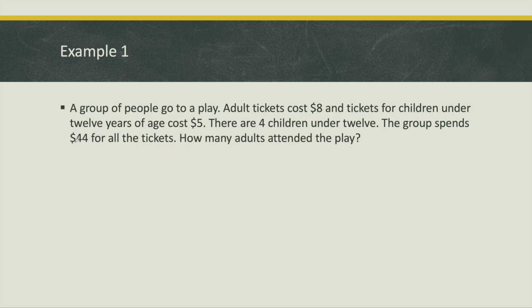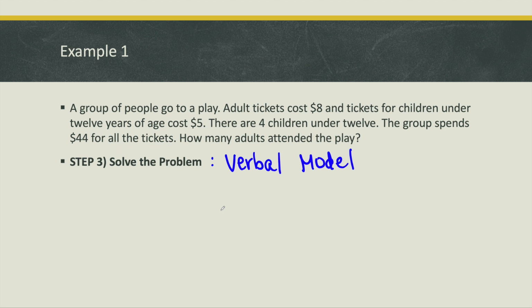So same question again. Step 3 asks to solve the problem. So here, like I said before, we'll do the verbal model first. So we write the verbal model. Then we write the equation, and then we solve for the answer. In this case, I'm going to call A the adult tickets. We have to assign variables to make sure we can solve the problem. So here, we'll just make quick boxes.